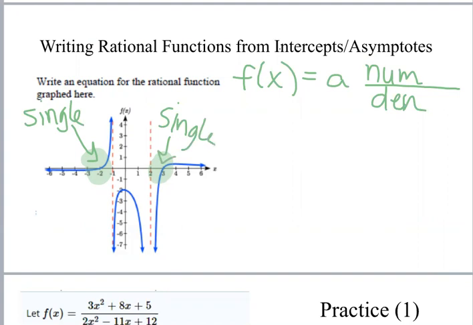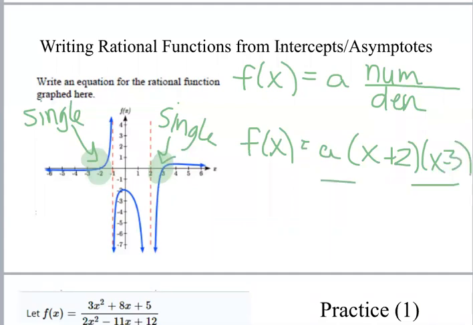So what those are going to become is our numerator. So we're going to start to build this. I have a, and then I'm going to have x plus 2, x minus 3. And then those vertical asymptotes are going to become our denominator ones.